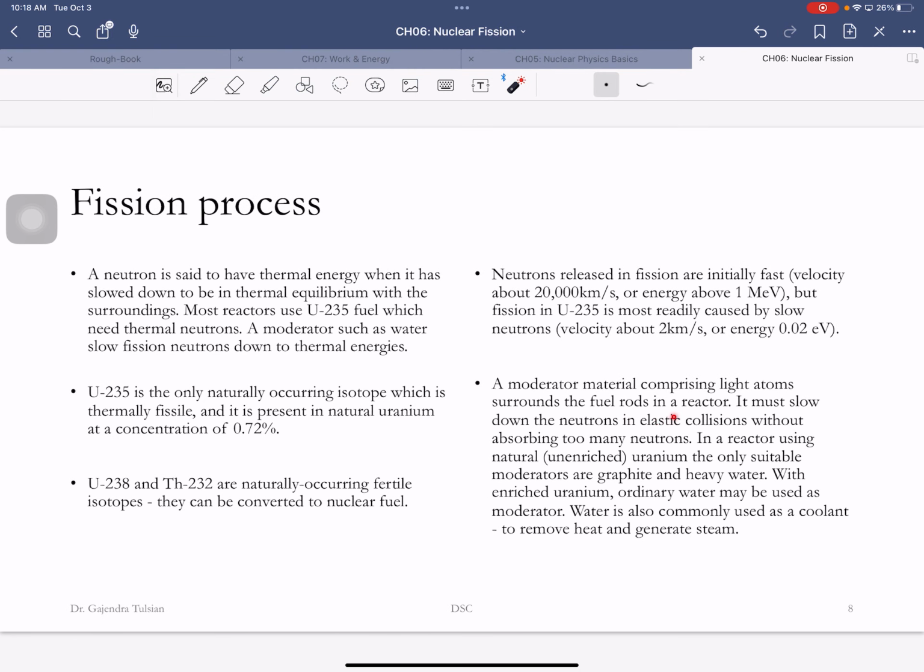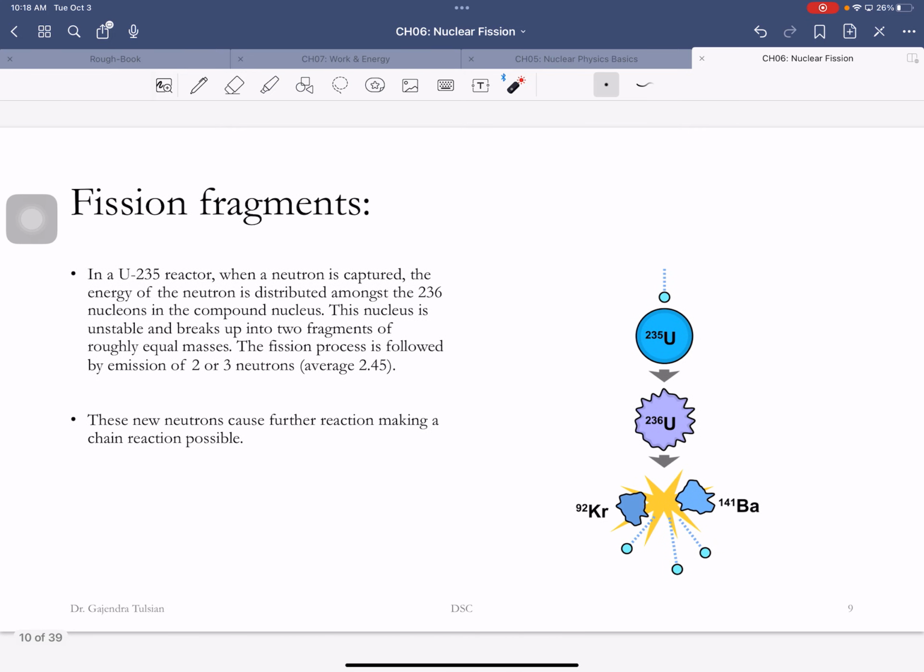Okay, so a moderator material comprising light atoms surrounds the fuel rod in a nuclear reactor. And what is its job? To slow down neutrons.